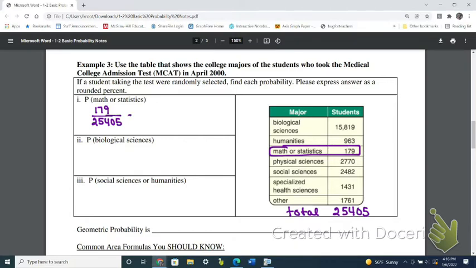So when you divide that out, you get a very small number, multiply by 100, and it's 0.7%. So it's less than a 1% chance that the person that took the MCAT studied math or science. Biological sciences, this is where the majority of them are. So that is the top row, so that is 15,819, divided again by the total, which is 62.3%.